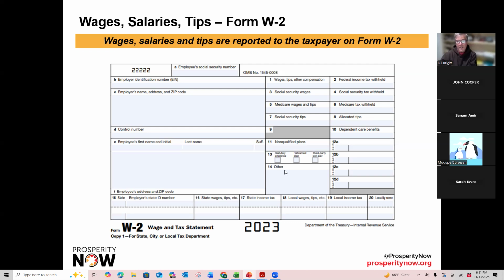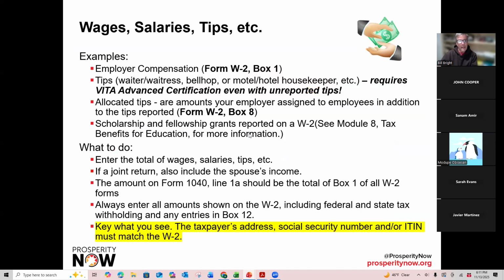Box 14 is generally the state of New Jersey unemployment tax, as well as the family leave tax. Box 12's A, B, C, and D, those are generally things like the retirement account, the amount that the employer paid for health insurance. If there's an HSA contribution from the employer, it'll appear there in box 12. But again, most of our stuff is just on a W-2.